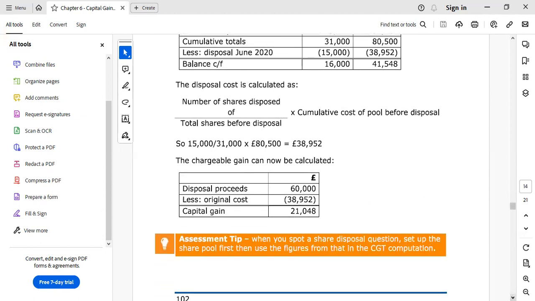Assessment tip: when you spot a share disposal question, set up the share pool first, then use the figure from that in the capital gain tax computation.